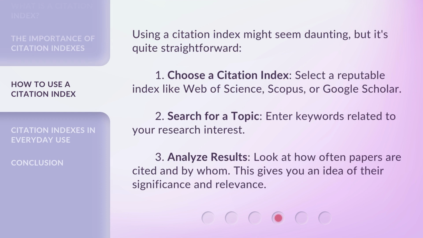Using a citation index might seem daunting, but it's quite straightforward. 1. Choose a citation index. Select a reputable index like Web of Science, Scopus, or Google Scholar. 2. Search for a topic. Enter keywords related to your research interest. 3. Analyze results. Look at how often papers are cited and by whom. This gives you an idea of their significance and relevance.